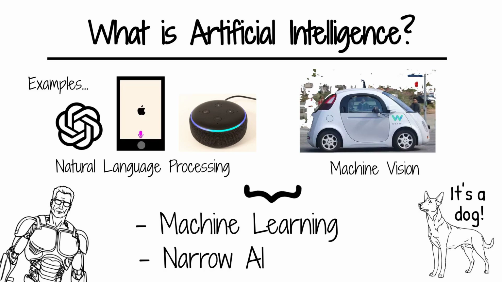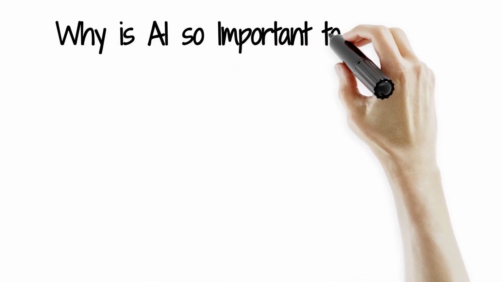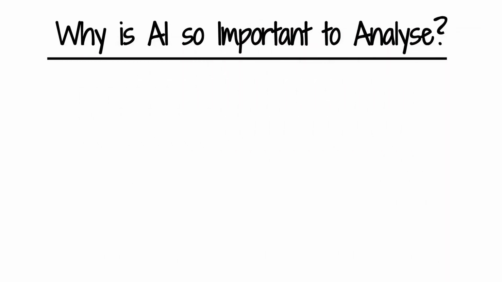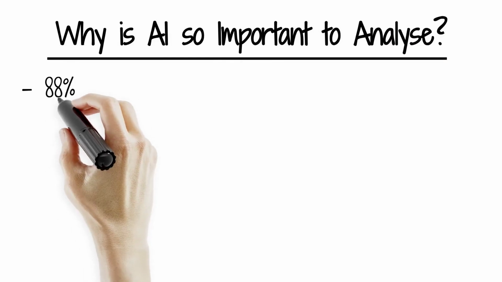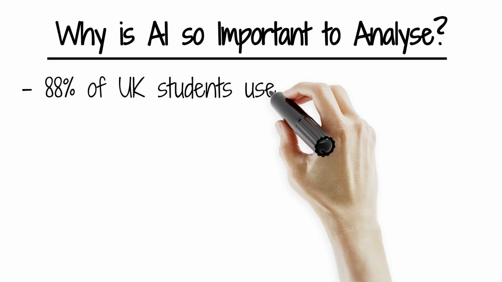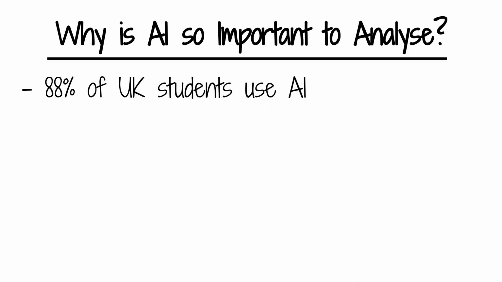So why does that matter? And that's what we're going to explore next. The use of AI is growing rapidly. In higher education, for example, a recent report by the think tank HEPI found that 88% of UK students used AI tools like ChatGPT to help them with their assessments, and this was up from just 53% the year before.